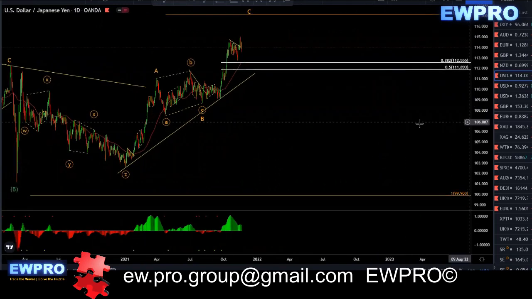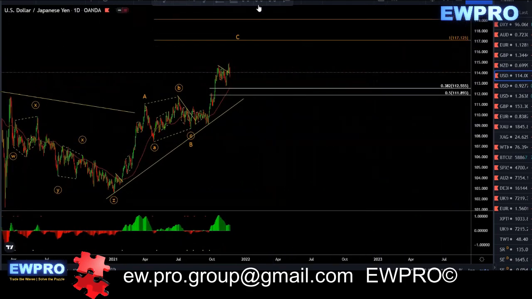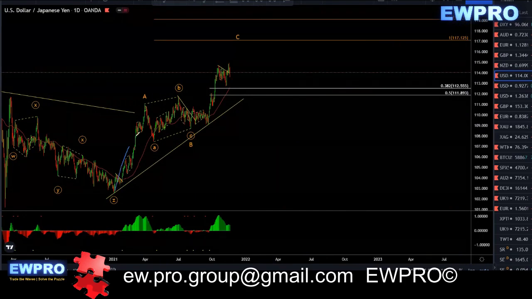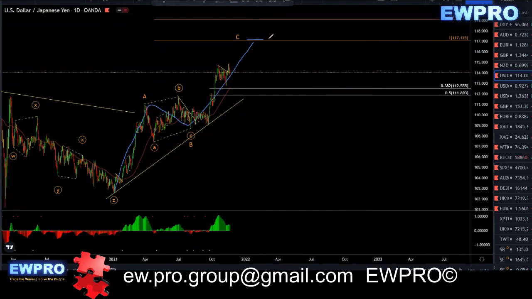Looking at UY, we're looking at that A, B, C up to this 100 fib. It's looking very bullish here, like I've been saying for the last few weeks. I was looking for a breakout here and then going up to the 100 fib.